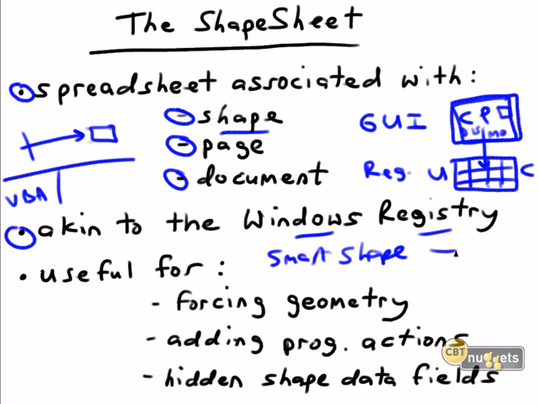I haven't used this term yet. It's a little bit late in the game for me to introduce it, but basically your shapes in Visio are called Smart Shapes by Microsoft because, as you know now, they can store data in them. They're not just a rectangle or a triangle.